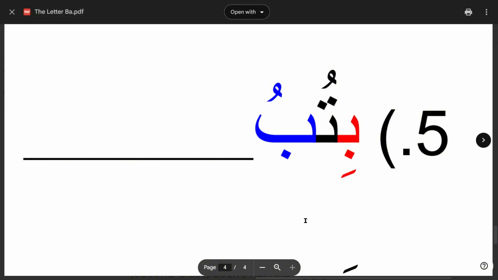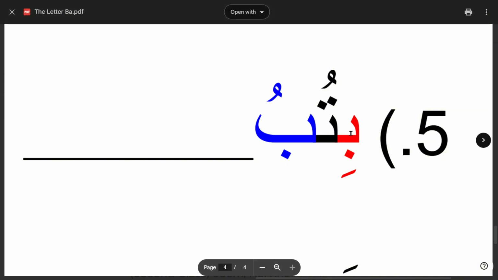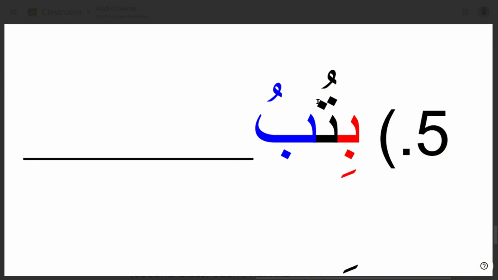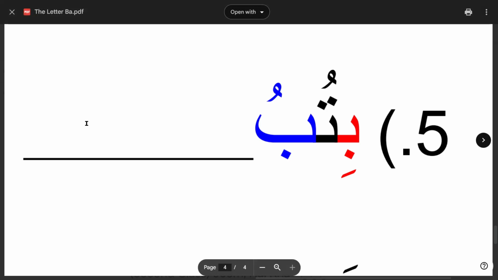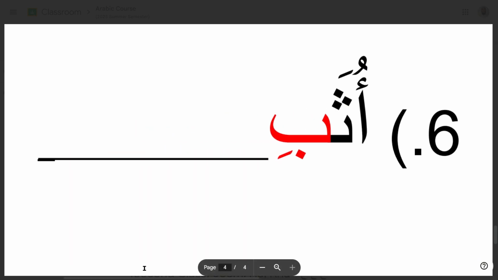Number 5. I'll do this one. Okay, so it's ba kasra bi, ta dhamma tu, and ba dhamma bu. That's it. Bitubu. Perfect. Ba with a kasra bi, ta with a dhamma tu, ba with a dhamma bu. Bitubu. Awesome. Number 6.